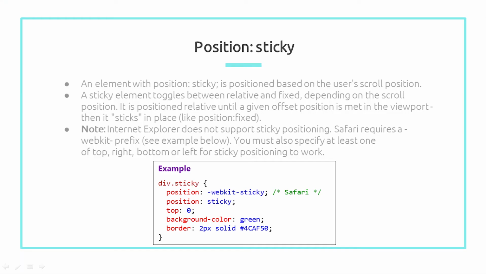Position, sticky. An element with position, sticky, is positioned based on the user's scroll position. A sticky element toggles between relative and fixed, depending on the scroll position. It is positioned relative until a given offset position is met in the viewport, then it sticks in place, like position fixed. Note: Internet Explorer does not support sticky positioning. Safari requires a WebKit prefix, see example below. You must also specify at least one of top, right, bottom or left for sticky positioning to work.